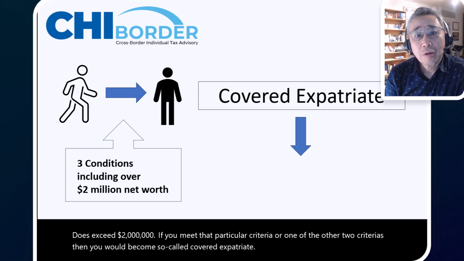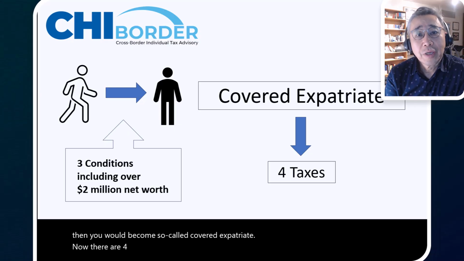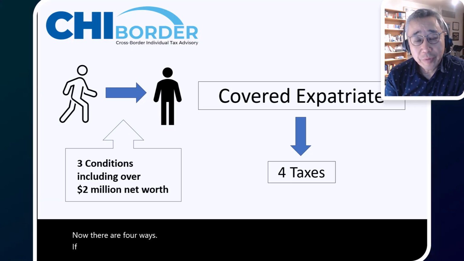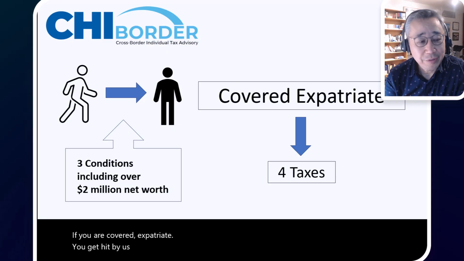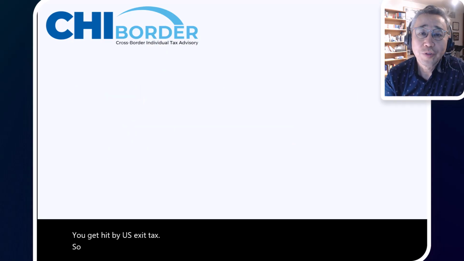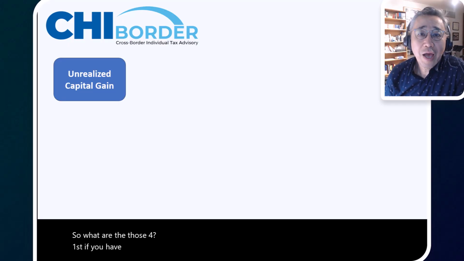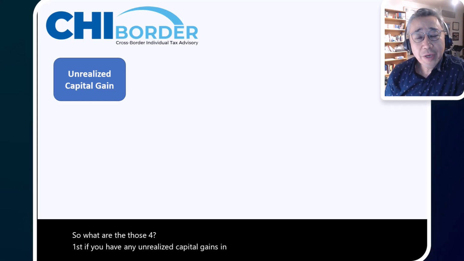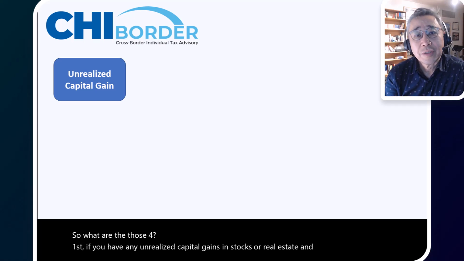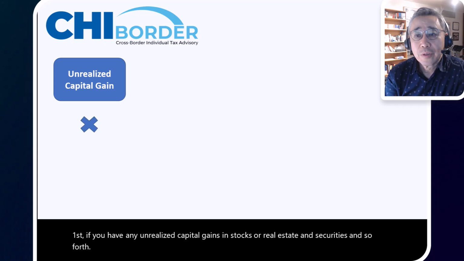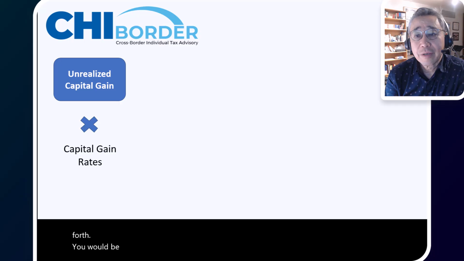Now, there are four ways you get hit by US exit tax if you are a covered expatriate. So what are those four? First, if you have any unrealized capital gains in stocks, real estate, securities and so forth, you would be taxed at capital gain rates.